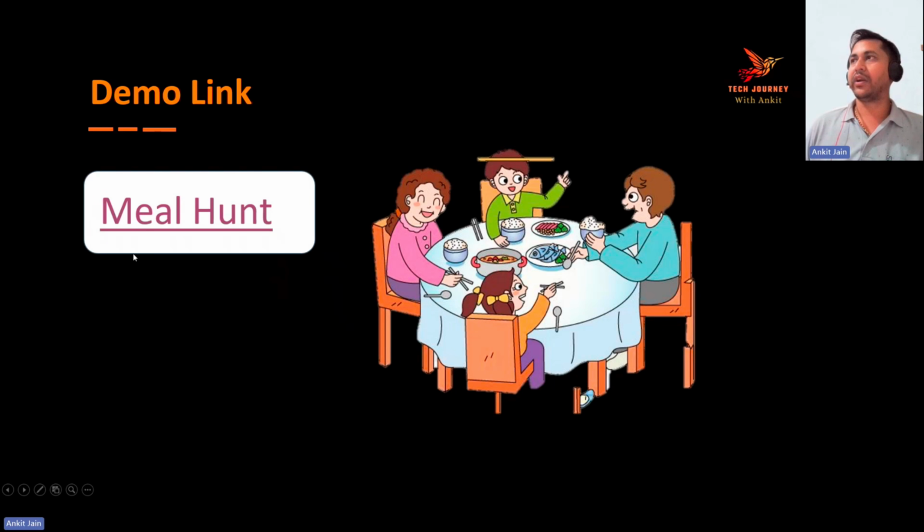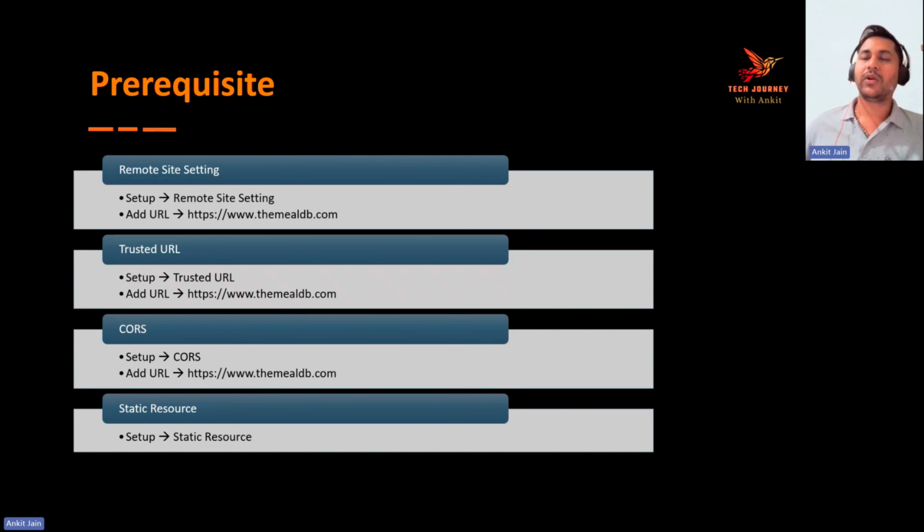So the demo we have already discussed. Now, what are the different prerequisites before you get started? As I said, to build this particular product, we will be making an API call to a third-party service, and the third-party service where we will be making an API call is the MealDB.